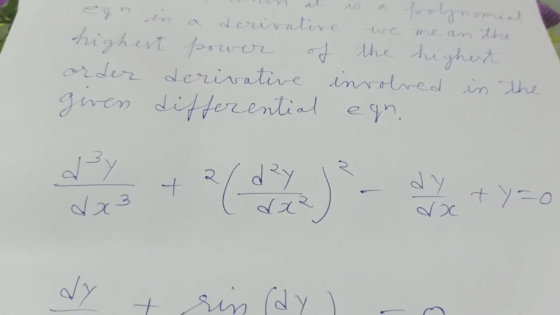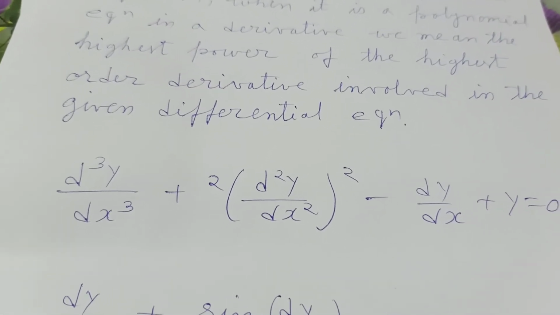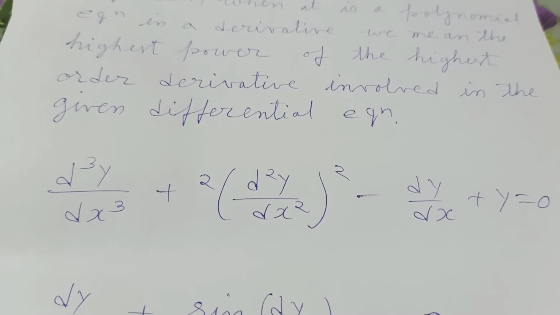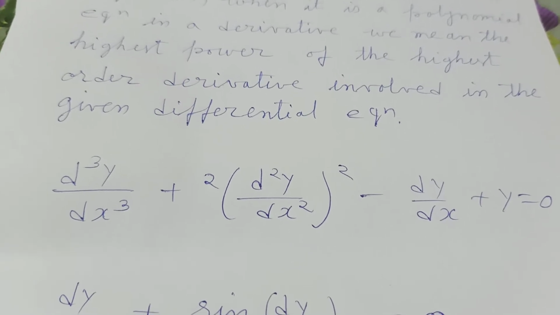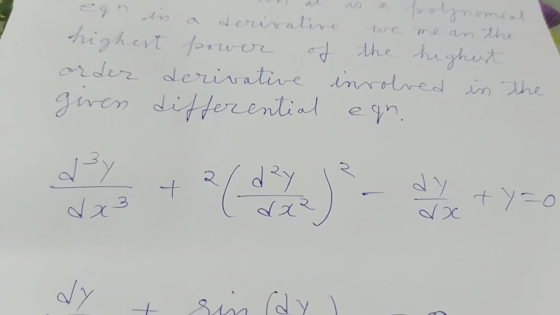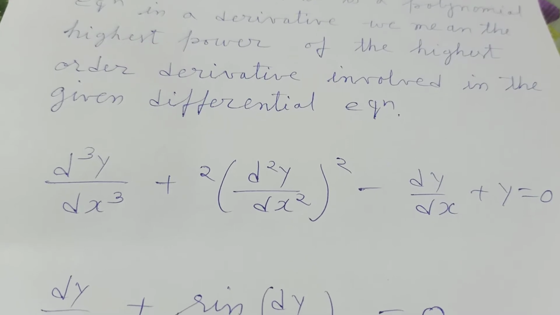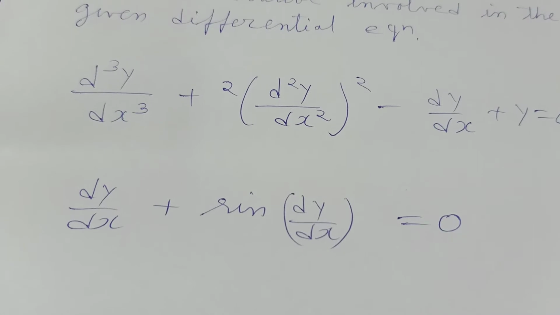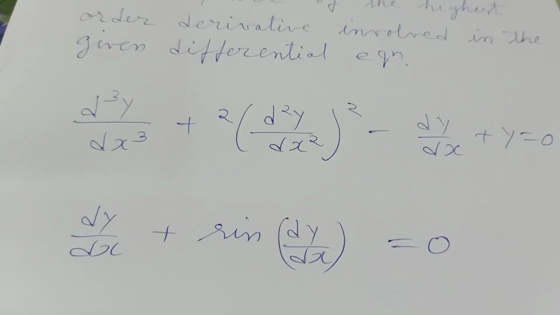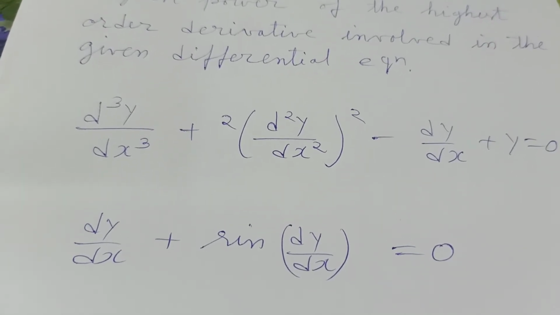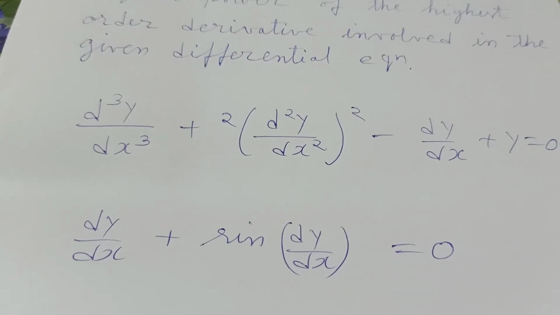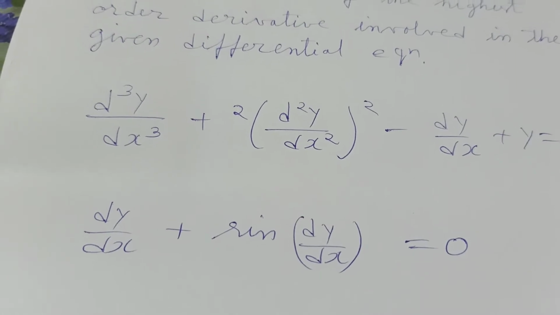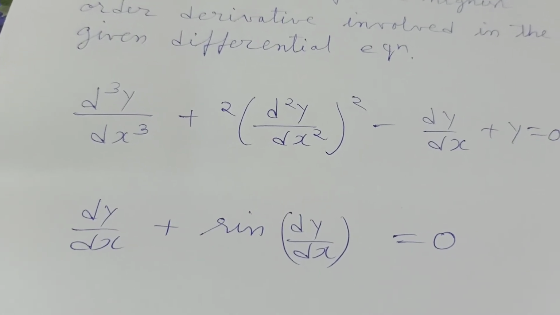Now take this differential equation and observe it. Here we are observing that the highest order derivative is of order 3, and the power of the highest order derivative is 1. Therefore the degree of this differential equation is 1. Now in the second equation, dy by dx plus sine of dy by dx equal to 0. Here we see that the given equation is not a polynomial equation in derivatives, because we are seeing sine of dy by dx. So the degree of this differential equation is not defined.